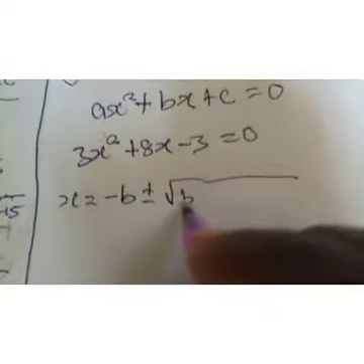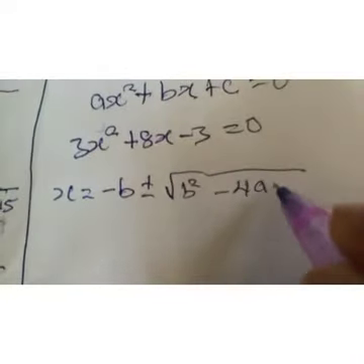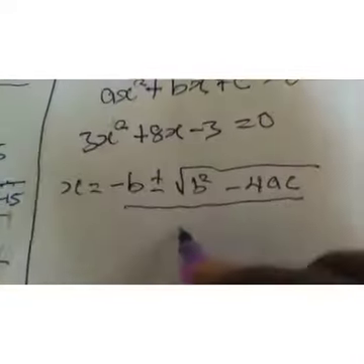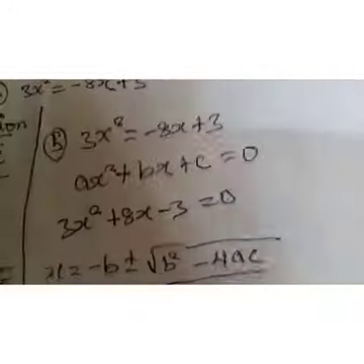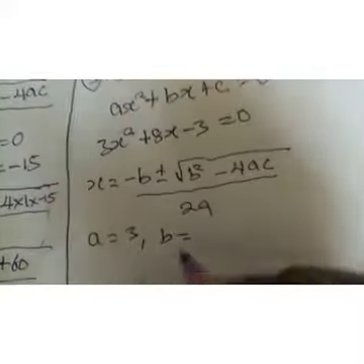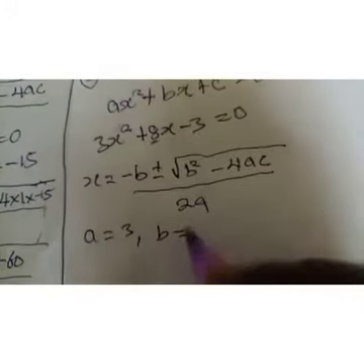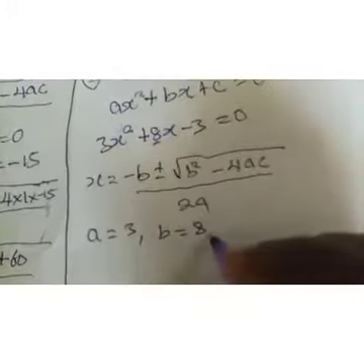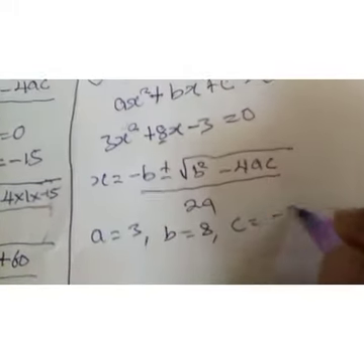So solving this now, using the quadratic formula, we have x equals negative b plus or minus square root of b squared minus 4ac over 2a. So in this example now, our a is equal to 3, b is equal to 8, and c is equal to negative 3.